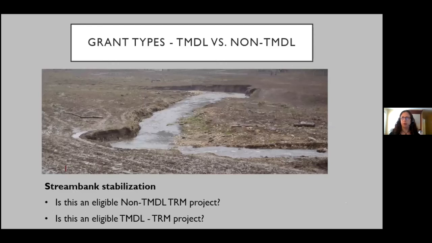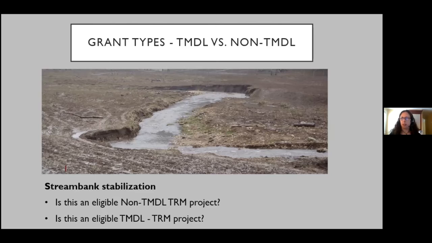So let's go through an example to better understand how TMDL and non-TMDL grants are different. For this example, the landowner wants to reduce pollution by stabilizing eroding stream banks. Is this an eligible non-TMDL TRM project? And is it an eligible TMDL TRM project? So let's consider the non-TMDL question first. Is stream bank stabilization an eligible non-TMDL TRM project? And the answer to this is yes.